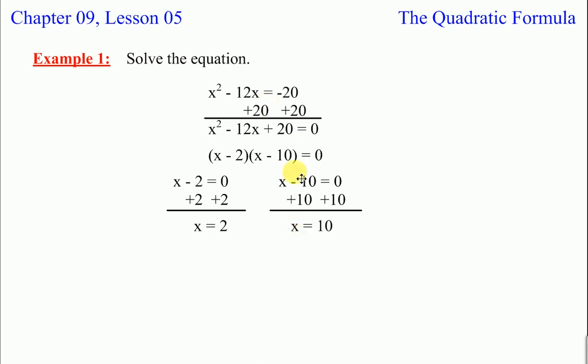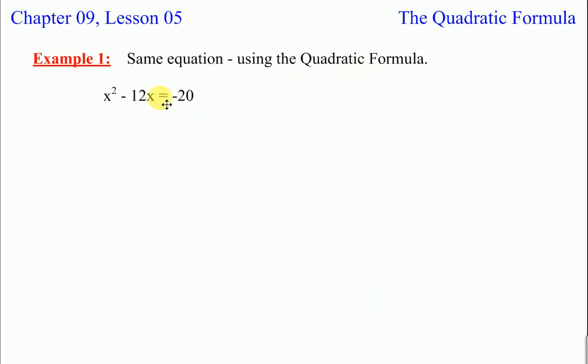Now I'll show you how the quadratic formula would work for this specific problem. And it works the same, and it gives us the same results. So we've got two solutions, sometimes called zeros or roots of this function. Using the quadratic formula for the same equation, we do the same step here to get the trinomial equals 0. Now, this first part right here is a, this is b, and this is c.